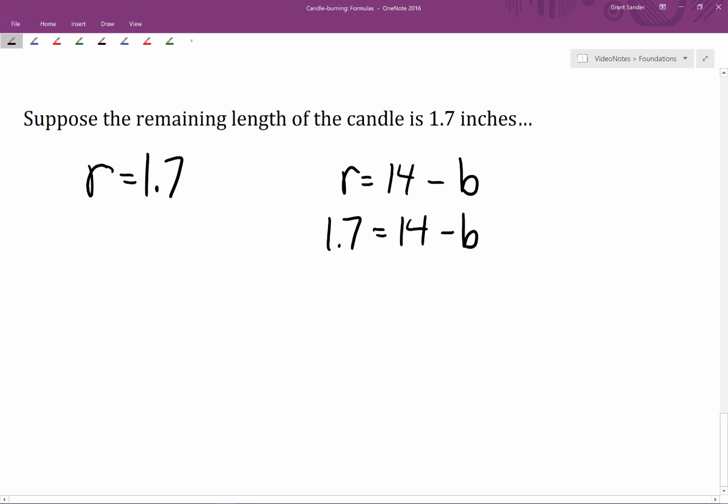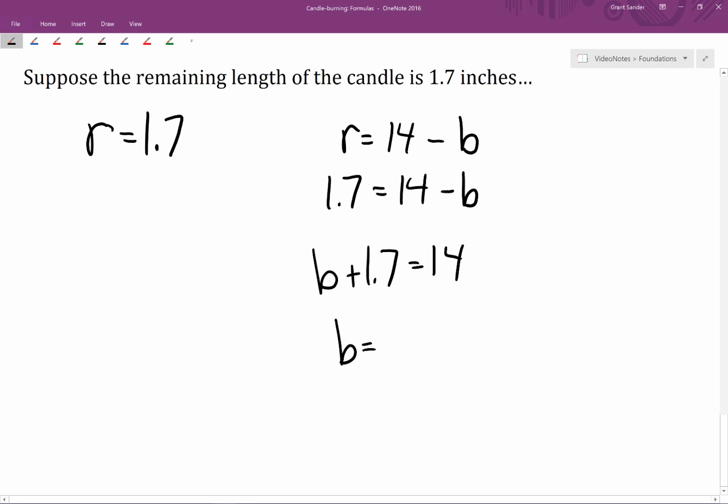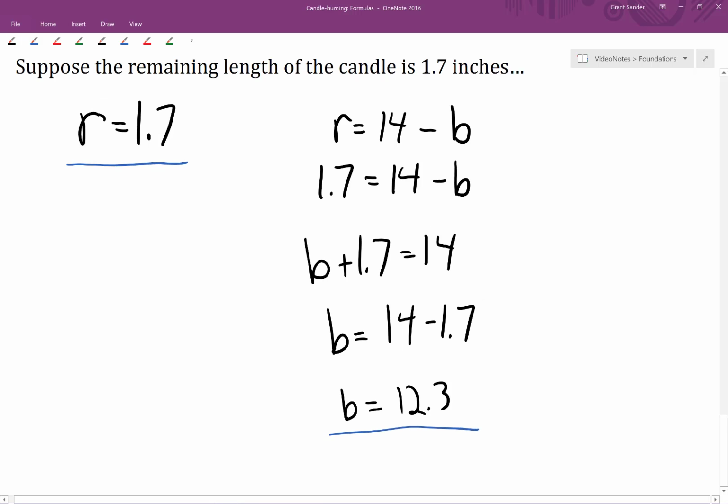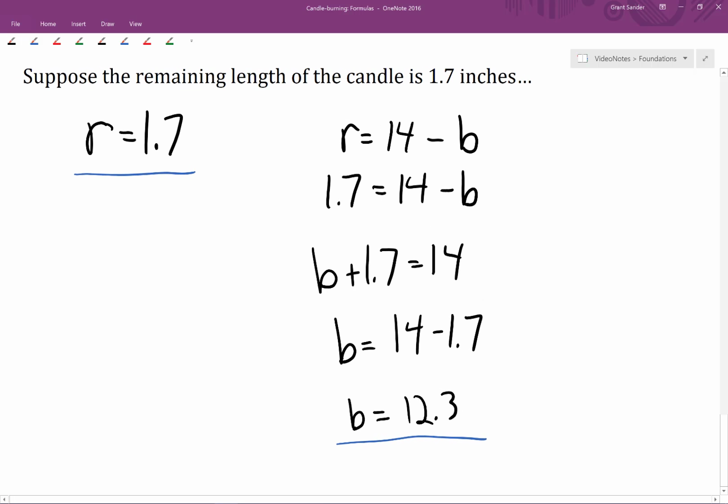If we do a little algebra here, maybe we'll add b to both sides. We end up with b plus 1.7 is equal to 14, which tells us b should be 1.7 less than 14, or 14 minus 1.7, and therefore b is equal to 12.3. This tells us that when the remaining length of the candle is 1.7 inches, the burned length of the candle is 12.3 inches. We refer to this process as solving an equation.